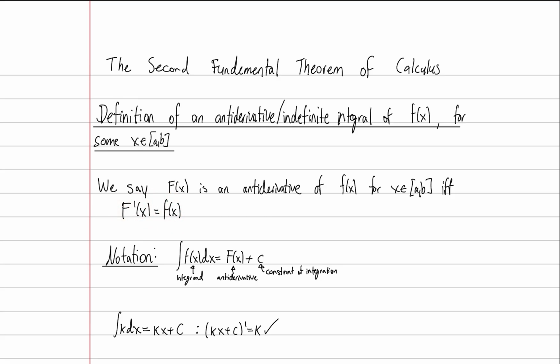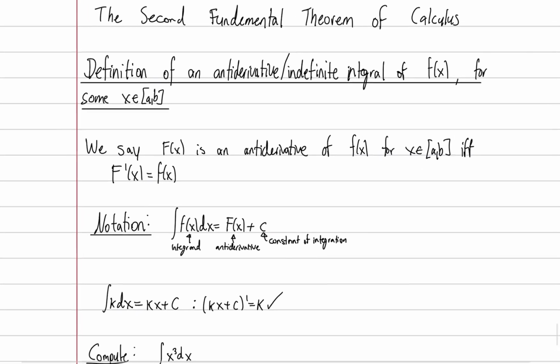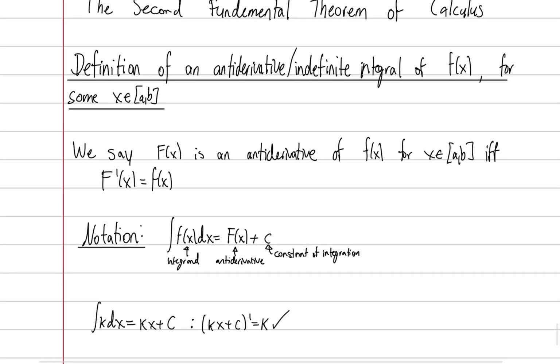So it's a pretty simple statement. It's just saying if we differentiate the antiderivative, we get the original function. And here's our notation. We have, of course, our integral symbol here. Now remember, there is no upper or lower limit. This is known as indefinite integration, and we only have this line.